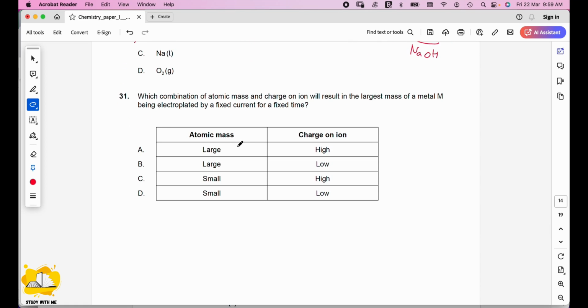Number 31. Which combination of atomic mass and charge on ion will result in the largest mass of metal M being electroplated by a fixed current for a fixed time? You need to know that metal ions with a lower charge will produce more metal than those with a higher charge. So the charge should be low, and a larger atomic mass increases the mass deposited. So the answer will be B.